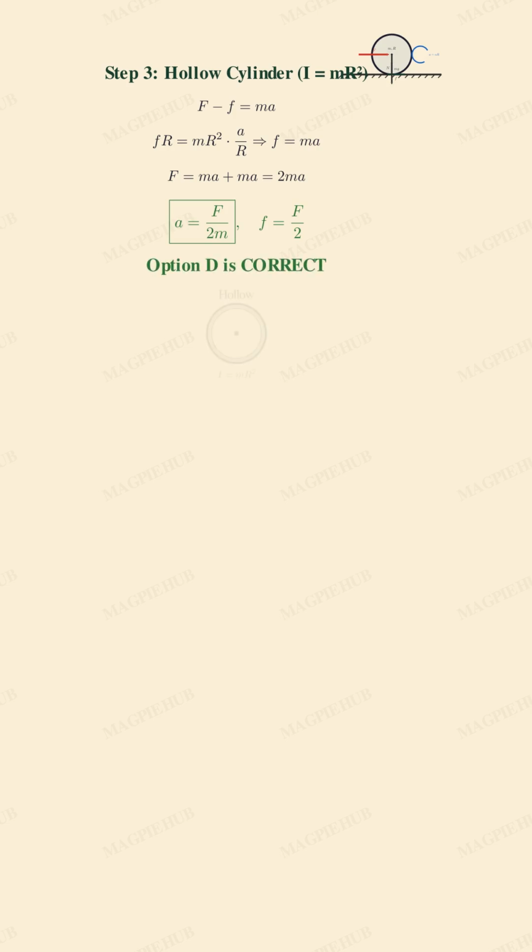Step 3, for a thin-walled hollow cylinder, I equals mr squared. From rotation, fr equals mr squared times a over r, giving f equals ma. Substituting, F equals ma plus ma, which is 2ma. Therefore, a equals F over 2m, and friction f equals F over 2. This matches option D exactly, so D is correct.